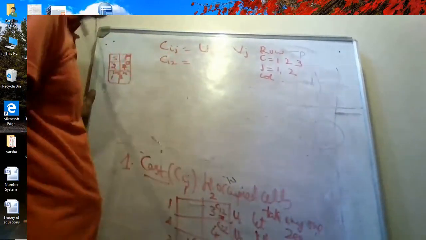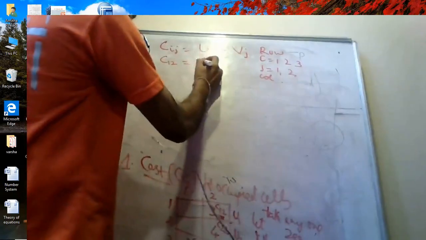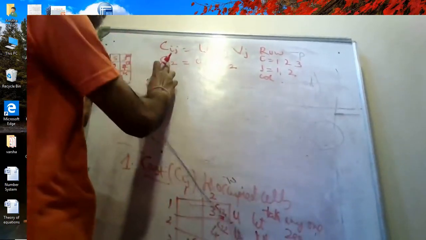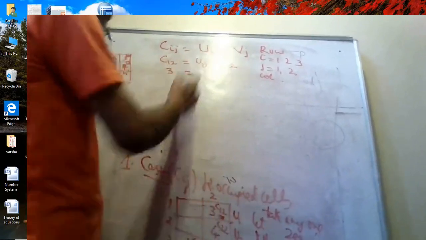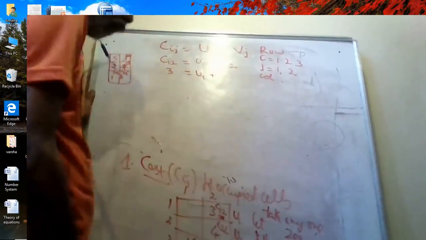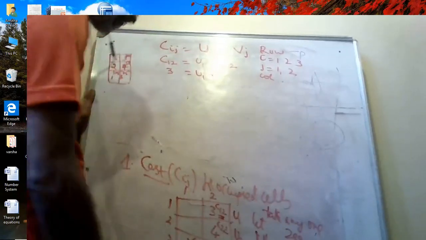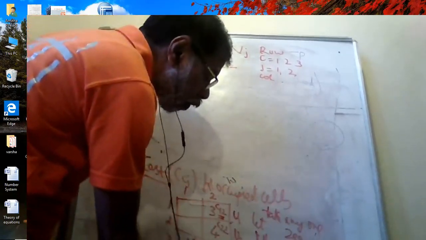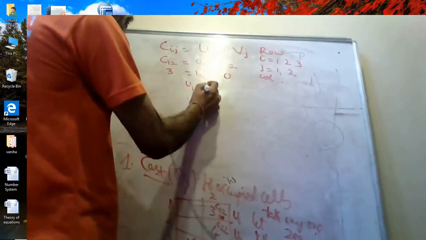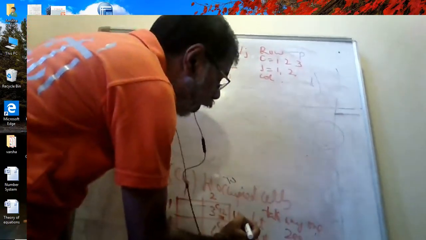What will be the formula? U1 plus V2. So first number is 1, second number is 2. But C12 you know, 3. U1 you don't know. V2 you have taken to be 0. So U1 is 3. So like that you should calculate the remaining variables.